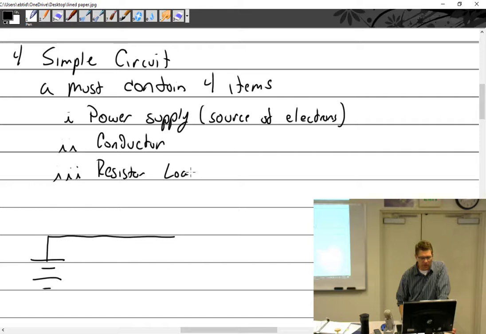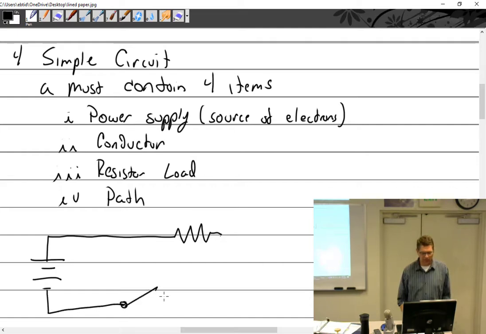or a load. We often draw resistors, but it's a load. It could be anything. It's my load. All right, I've got power supply, conductor, resistor, load. What's my last item? A closed circuit path. Very good. Path or closed circuit, because otherwise there's not going to be any flow. That is a switch, which I don't need. Do I have a complete circuit? No. Nope.